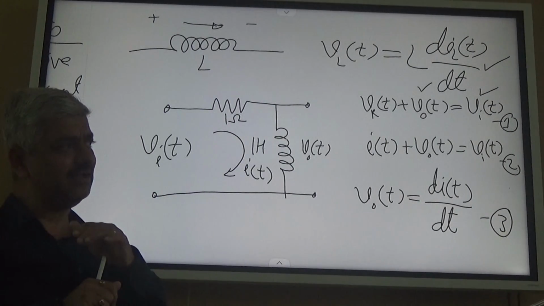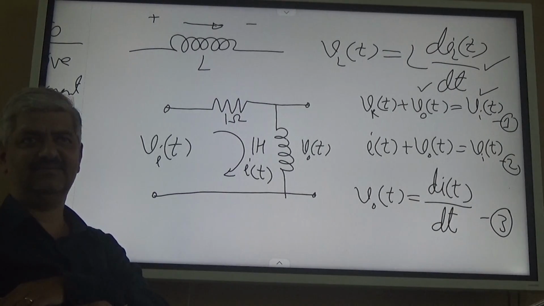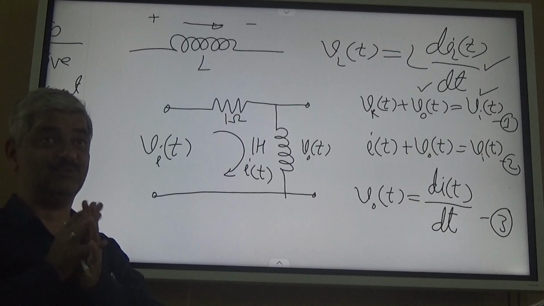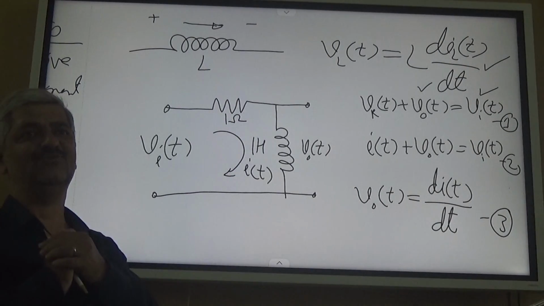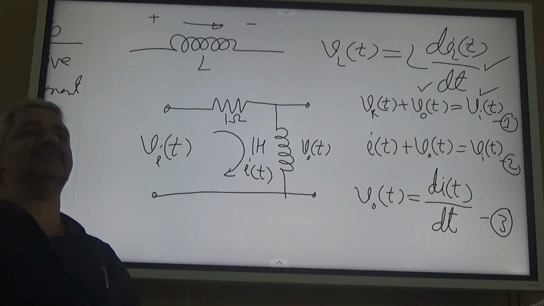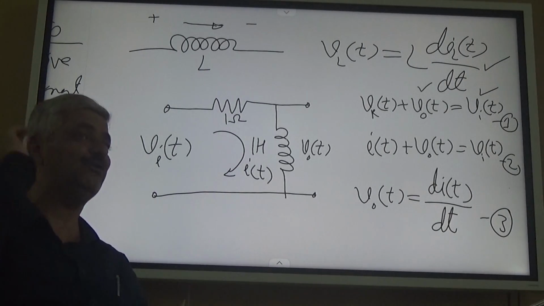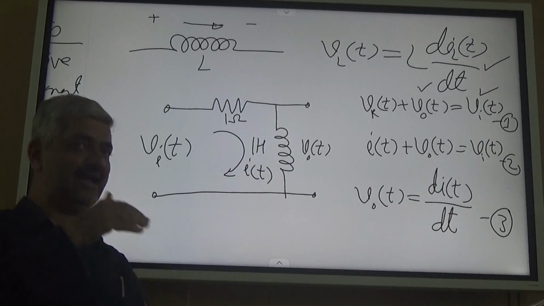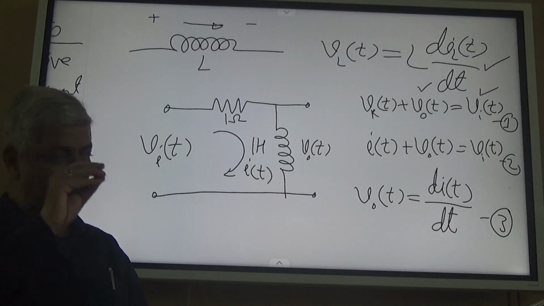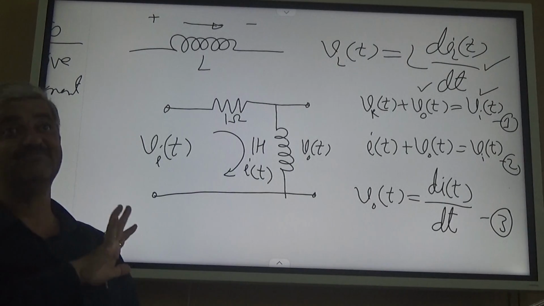It is just like BJT and MOSFET. BJT is easy to understand, MOSFET is somewhat difficult. In BJT, NPN and PNP, what is simple? NPN is simple. Like that, derivative is simple, integration is complex. So what we try to do is not a good thing, but at the initial stage, I never utter the word integration in the class.